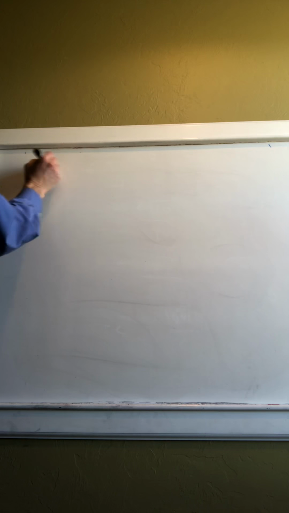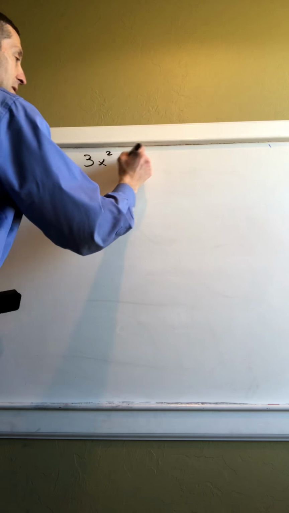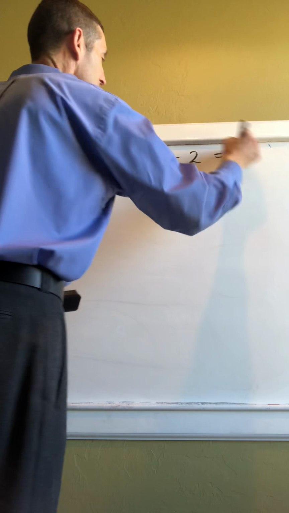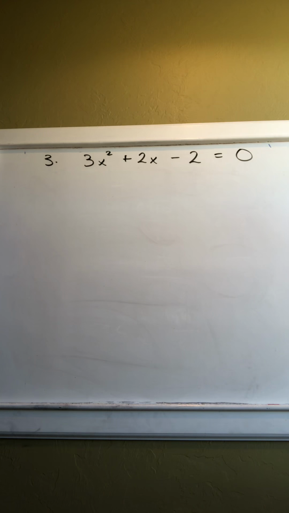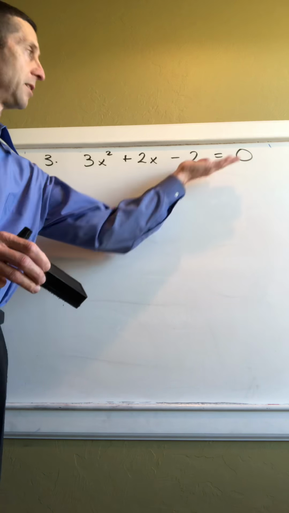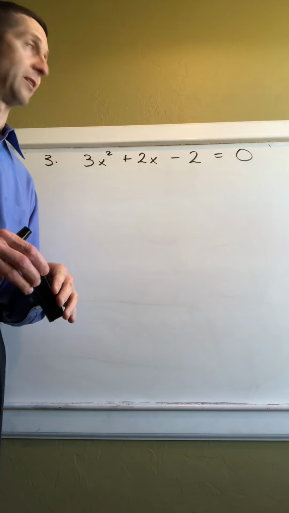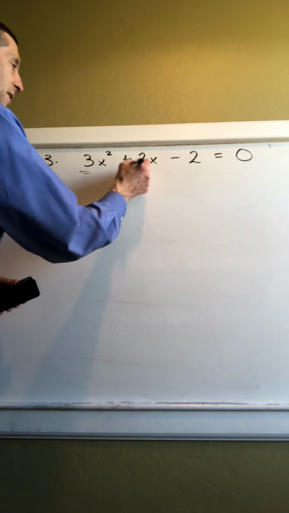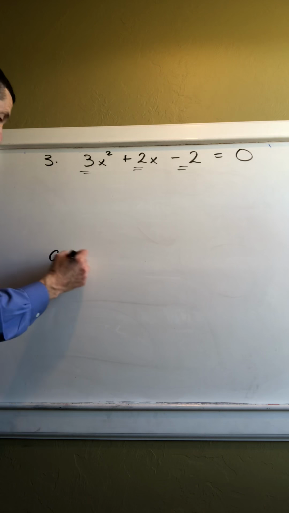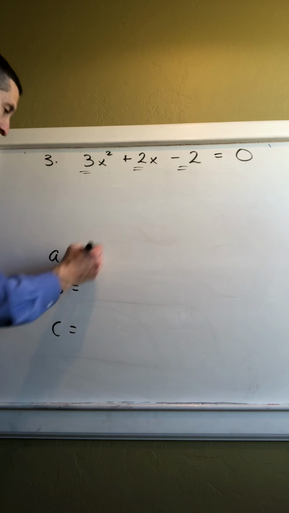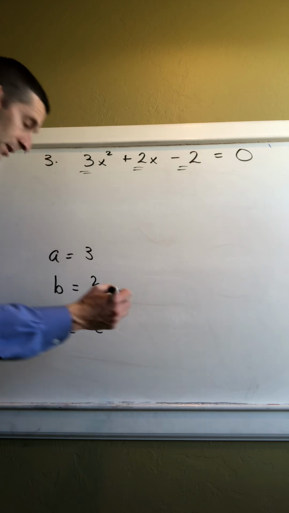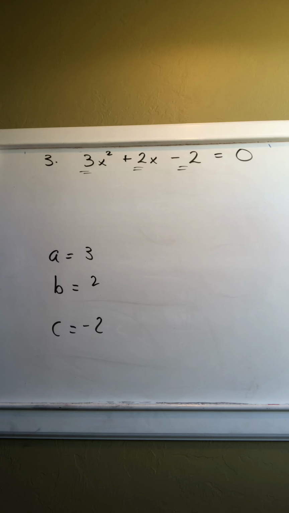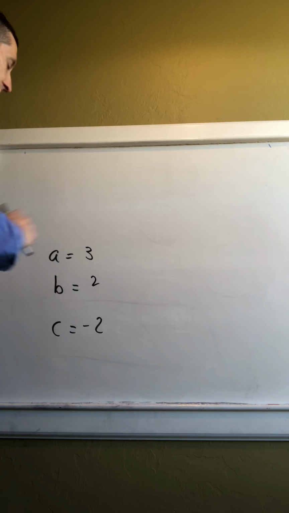Okay, last one. Number 3, here we go. 3x squared plus 2x minus 2 equals 0. Okay, every time you do the quadratic formula, you're always checking: equals 0? Good, I can proceed with this. We've got A values, B values, C values. So here's A equals, B equals, C equals. We've got 3, we've got 2, we've got negative 2. So for this last example, we've got the A's, B's, and C's. We're going to plug the quadratic formula in and make this magic happen.